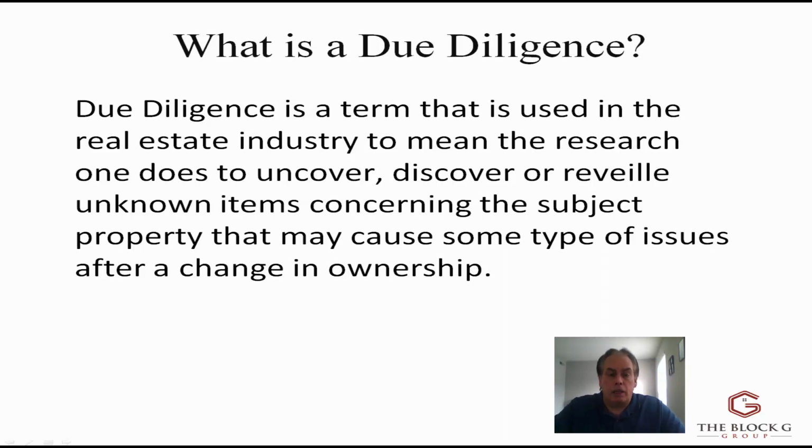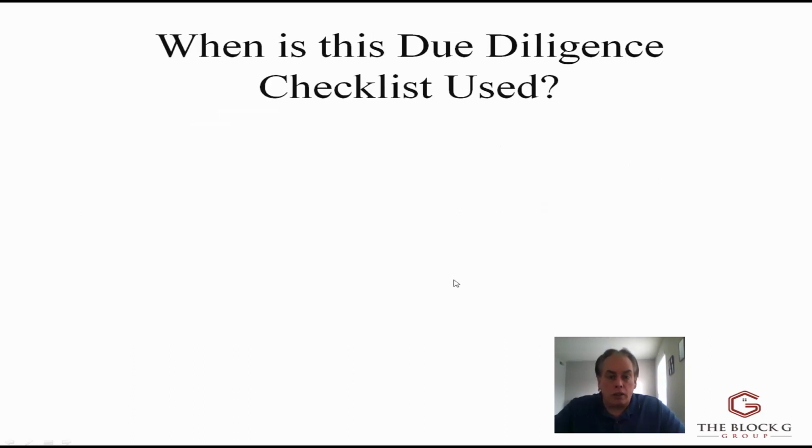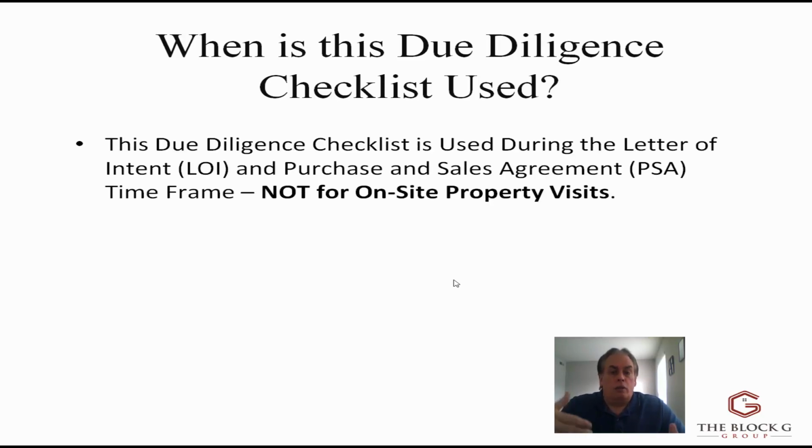Now, the next step is the due diligence checklist. When is the due diligence checklist used? It's used, like I said earlier, when you're doing the letter of intent and the purchase and sales agreement. Again, this is not done for the on-site visit. This is done when you're putting in an offer for a building. In a previous video, I talked about the letter of intent, so please watch that if you don't know what that means. So basically you're asking ahead of time.